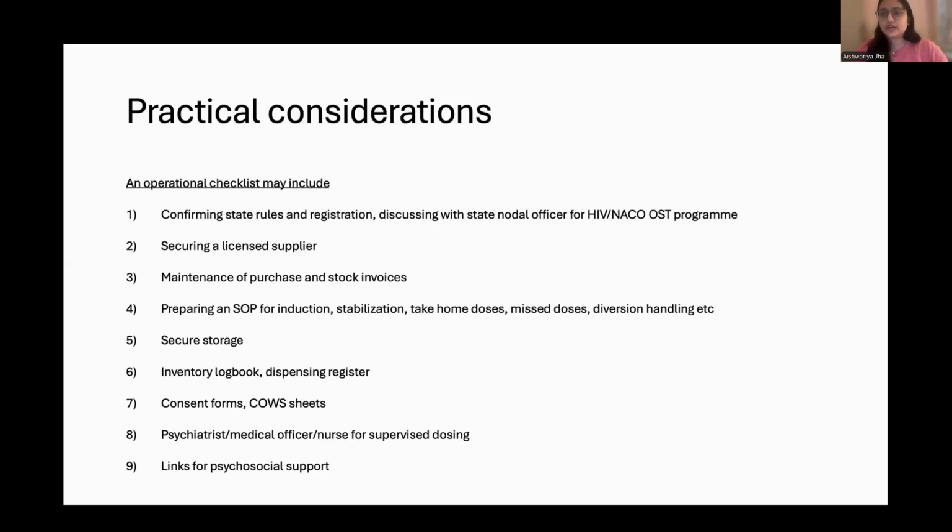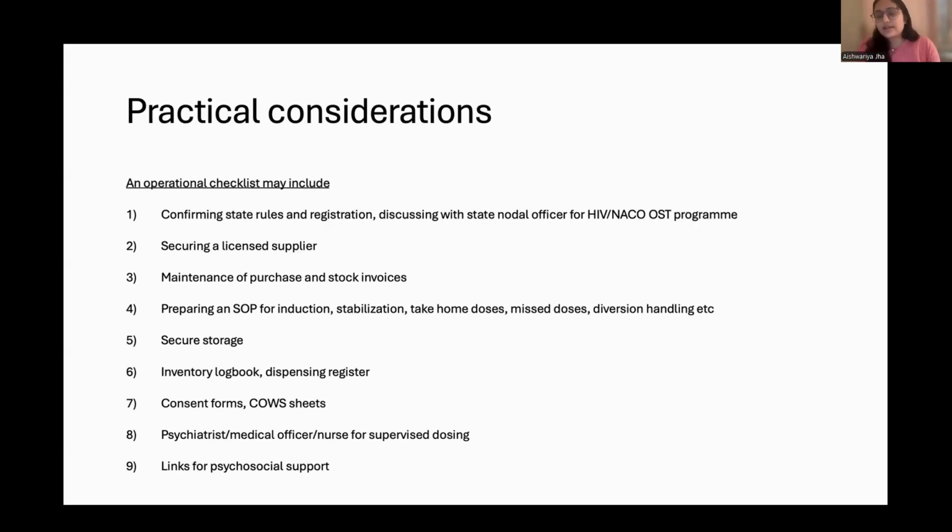Also, it might be a good idea to prepare an SOP for how you induct, how you stabilize, how many days of take home doses you allow, how you manage missed doses, how you handle diversion, etc. This SOP can be drawn from the NACO guideline document itself. You also have to look at secure storage, an inventory logbook, and a dispensing register, recording how many tablets each person is taking. This might be important considering the other legal aspects around buprenorphine dispensation.